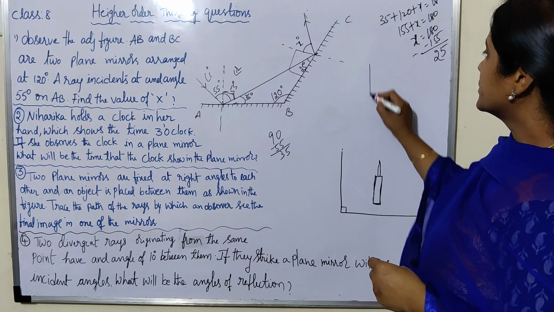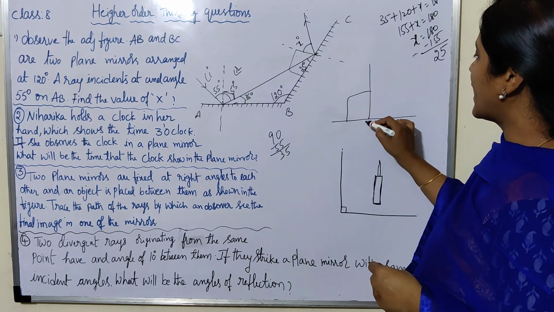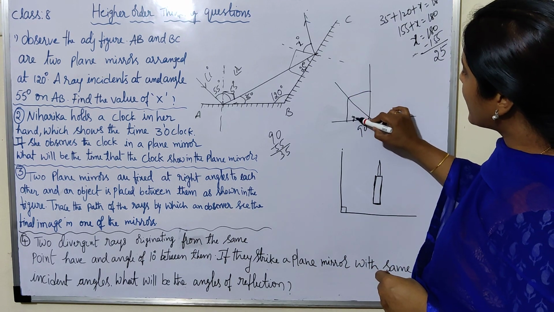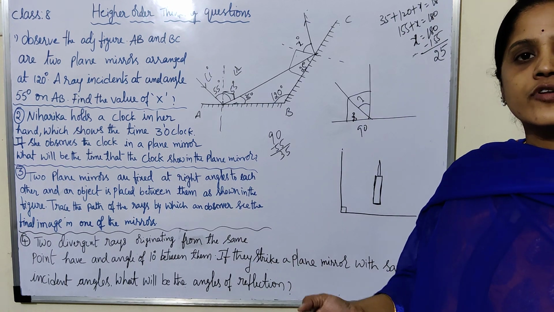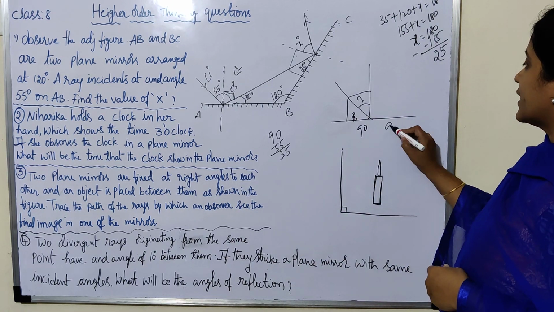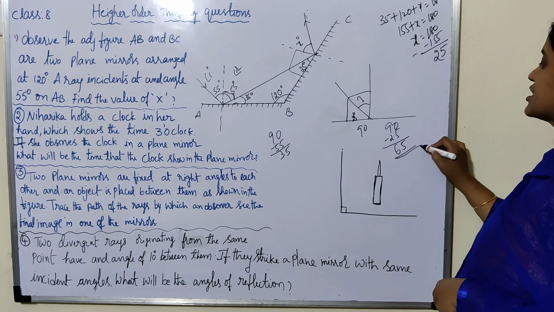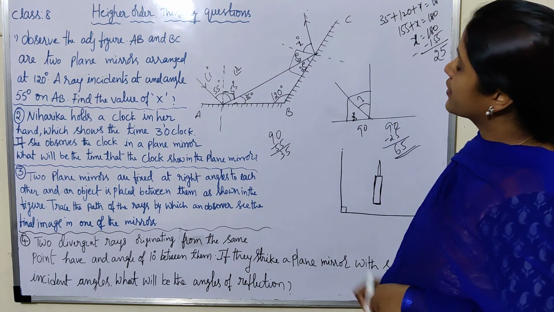Again, this is the normal, and this is the plane mirror. From here to here the angle is 90 degrees. But here one angle you got as 25 degrees. Then what is the angle of this one? How will you find it? 90 minus 25. Obviously you will get 65 degrees. So here you will get 65 degrees.